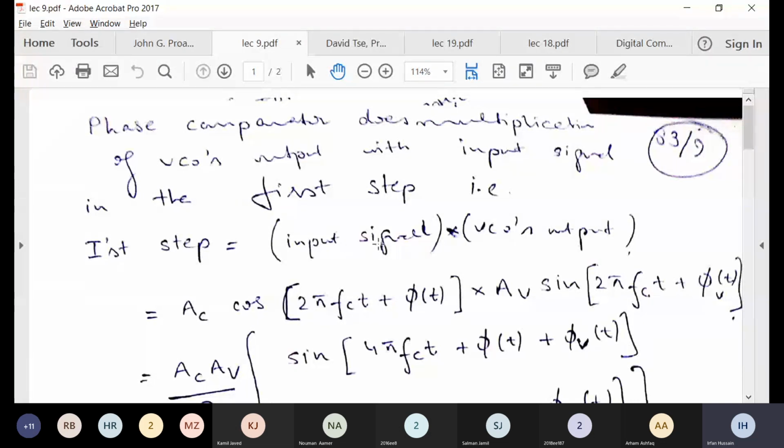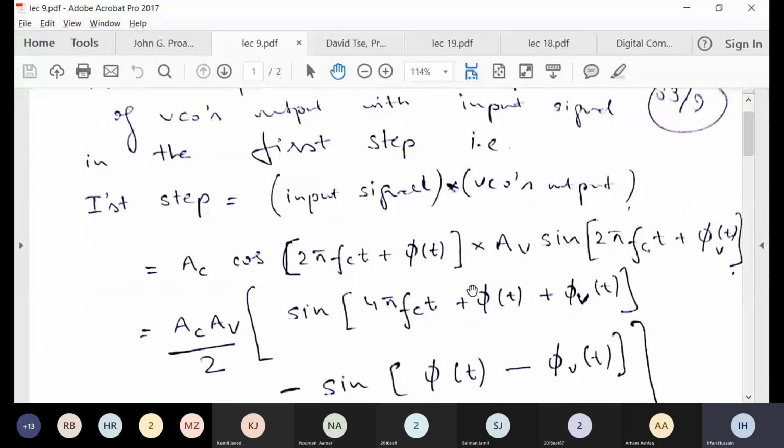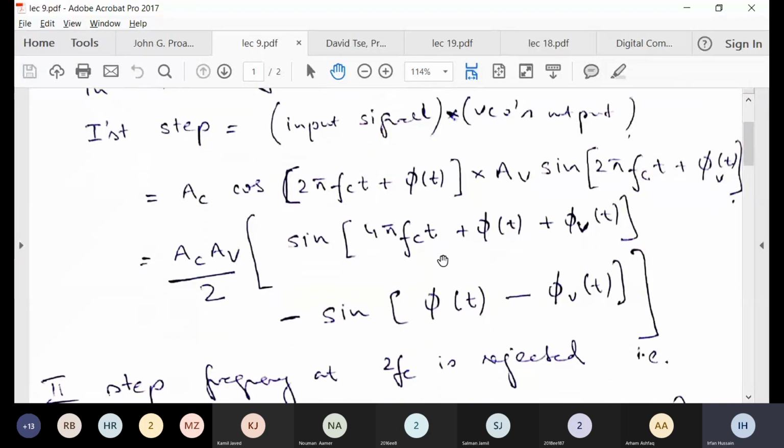The input signal is a pure FM signal. The VCO output is a made up FM signal at your receiver, corresponding to the control voltage. This is corresponding to the message signal. Now once they are multiplied, you can see that cos alpha sin beta will be sin(alpha plus beta) minus sin(alpha minus beta).